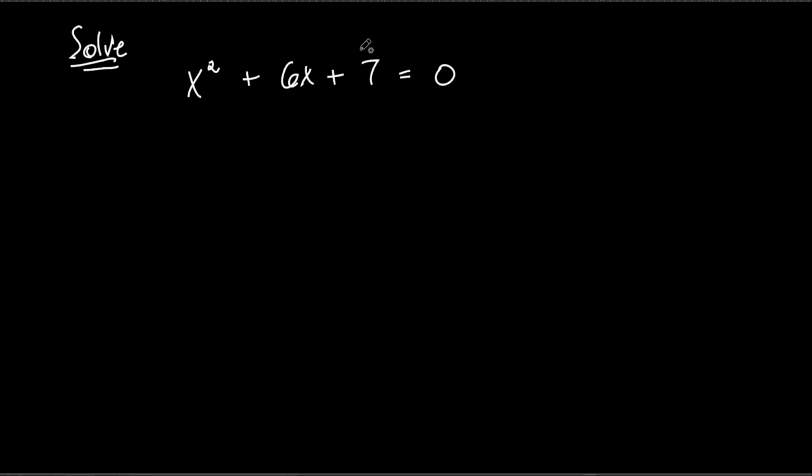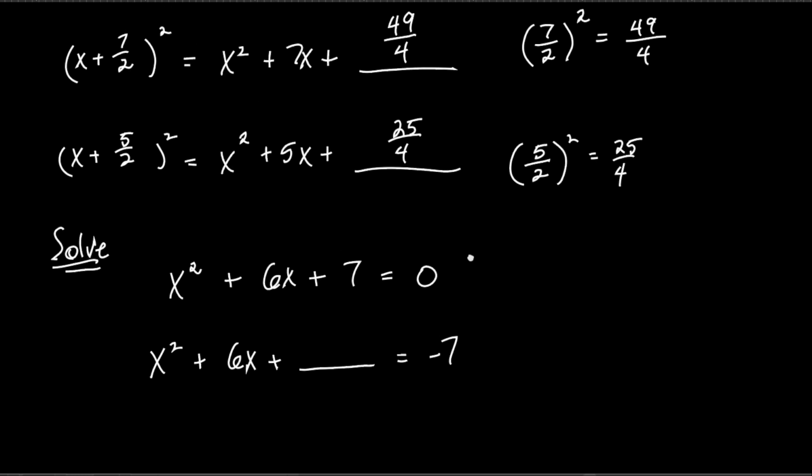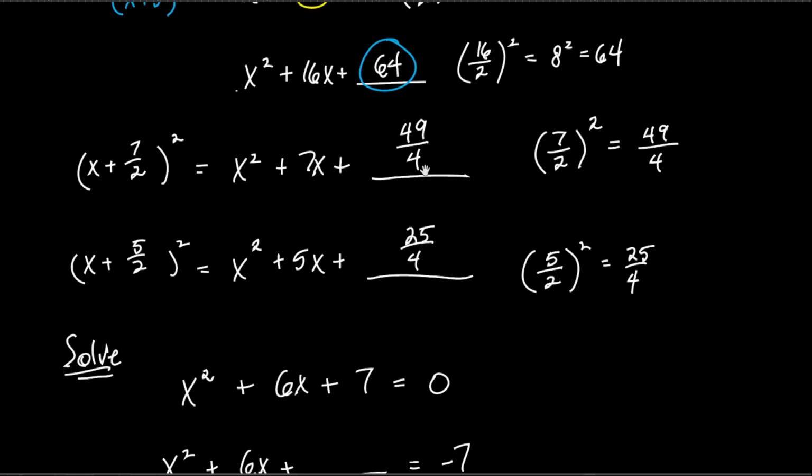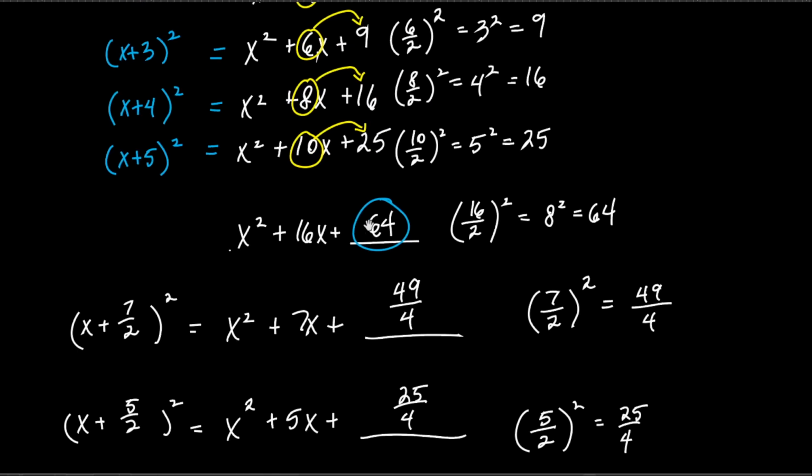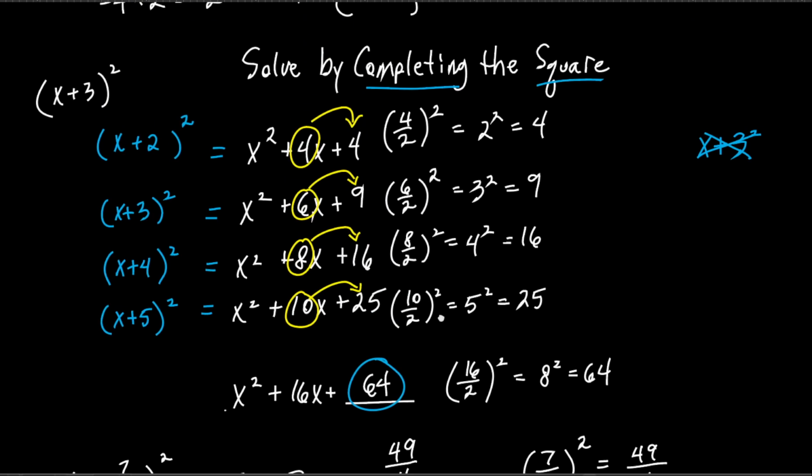First of all, I don't like that 7, so I'm going to move it to the other side. How do I move it to the other side? Subtract it. So I'm going to put x squared plus 6x plus, and I'm going to leave that blank right there. I took it from here and I moved it to the other side. So what's now on the other side? Negative 7. Everybody with me so far? Pretty easy, right?